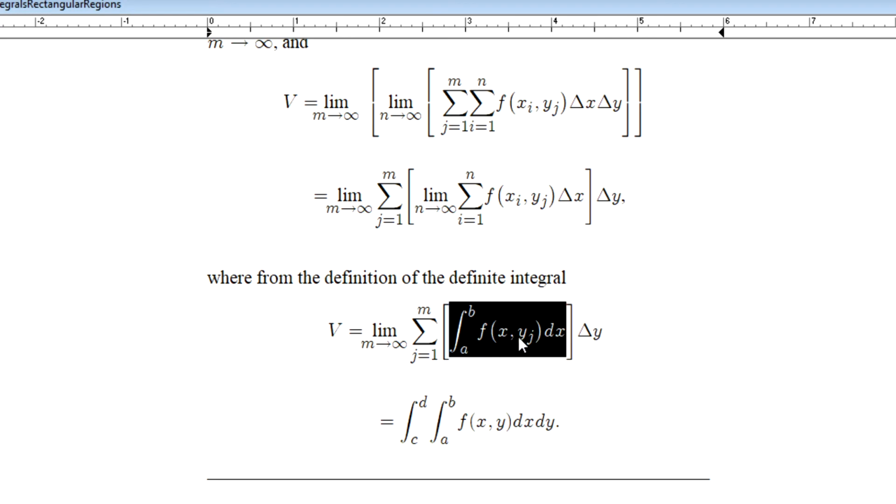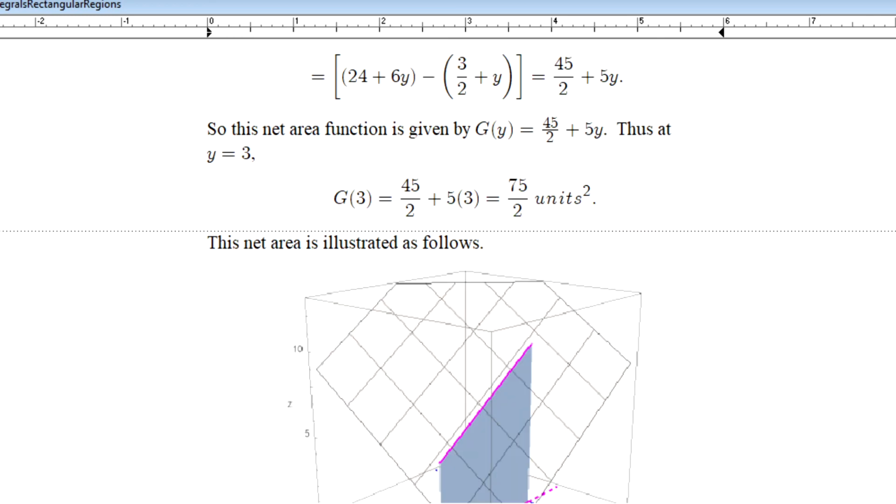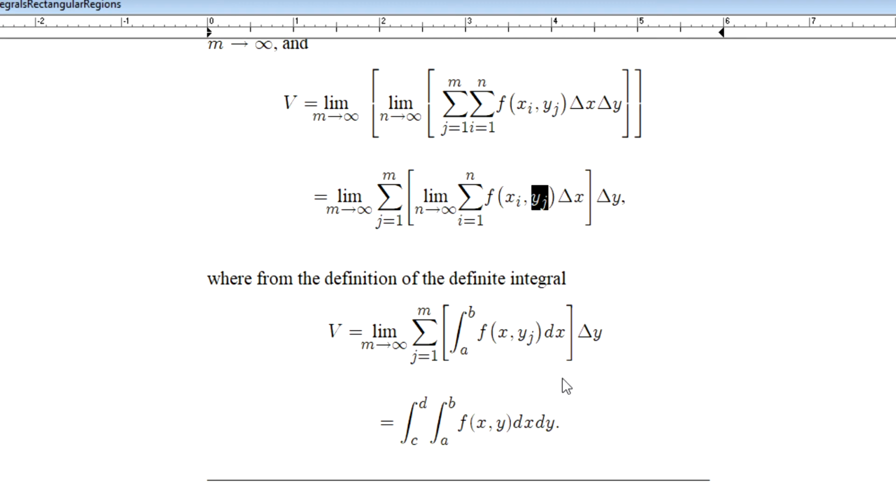Which we have seen several times in past formal proofs, where this is nothing more than a function g of y. A single integral applied to a multivariable function with respect to variable x, as we had noted at the very beginning of our notes, just produces some net area function with respect to y. It's just a function with respect to y. In this case, the function with respect to y sub j in our scenario.